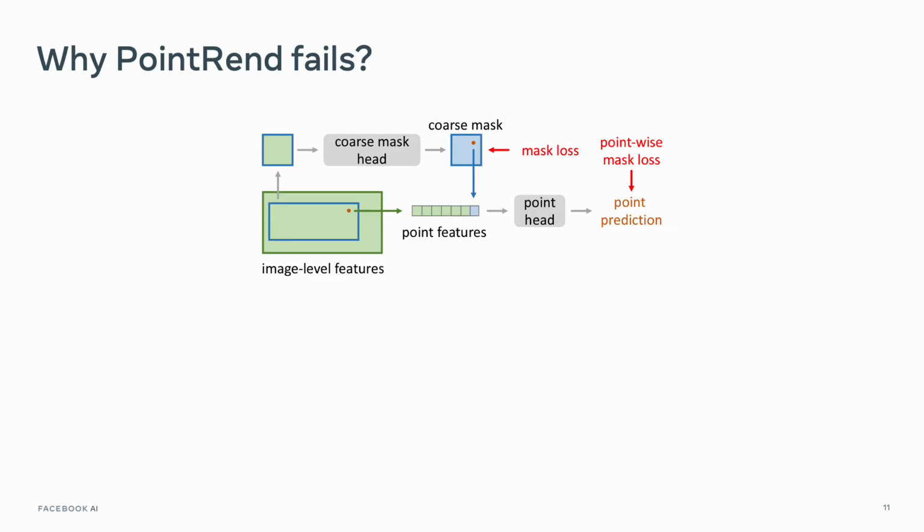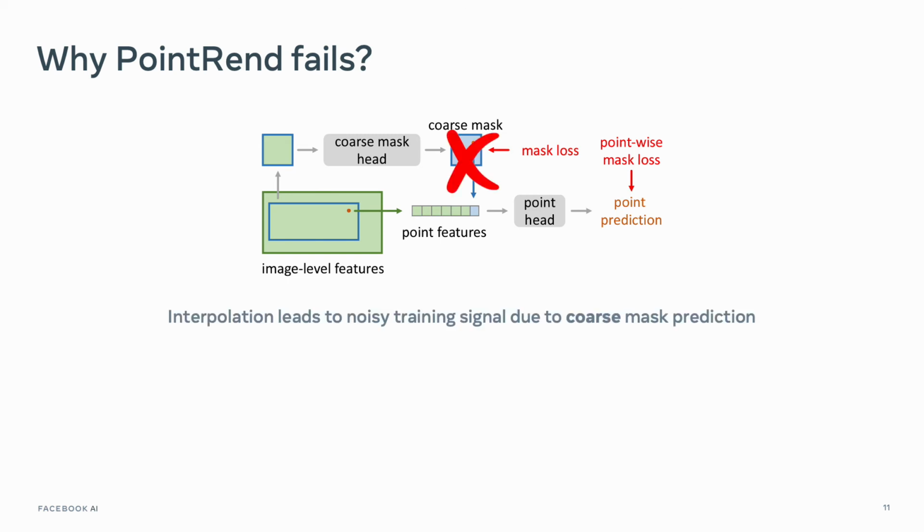But why does PointRend fail to achieve good performance with points? This figure shows how PointRend works. It first predicts a coarse mask of very low resolution, usually 7 by 7. Then a point head refines the upsampled coarse mask using both point features and coarse mask prediction. As I mentioned earlier, training with point supervision requires interpolation, and we believe interpolation leads to noisy training signal due to the mask loss on the coarse mask prediction.